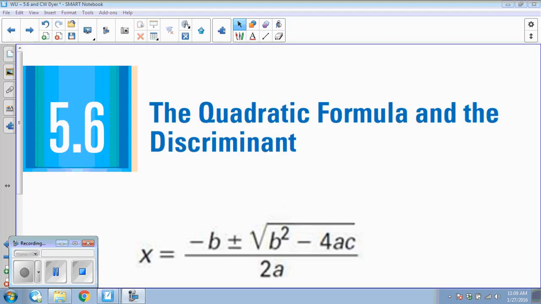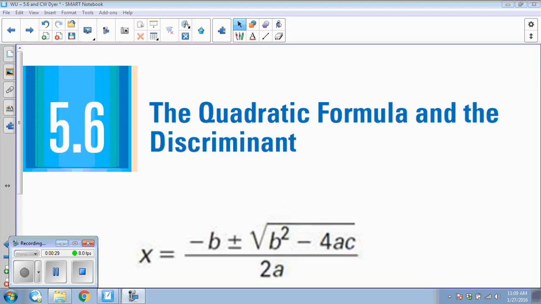We solve them by completing the square. Remember I said if you have a quadratic that can't be factored, your two options are completing the square or the quadratic formula. Okay, everybody's familiar with the quadratic formula, right? If you forgot what it is, you need to memorize it, okay? x equals negative b plus or minus the square root of b squared minus 4ac all over 2a.